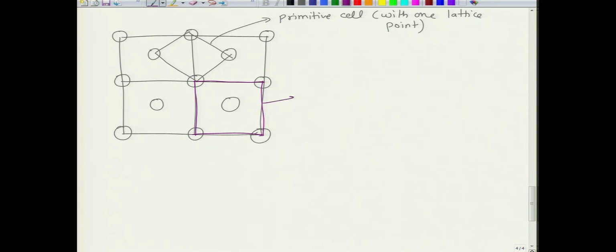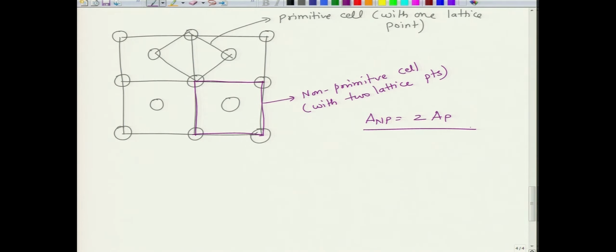which is called a non-primitive cell with two lattice points, okay. So, you can see that the area of the non-primitive cell is twice the area of the primitive cell, okay. That is very obvious, and it contains two lattice points. So, it basically scales with the number of lattice points.